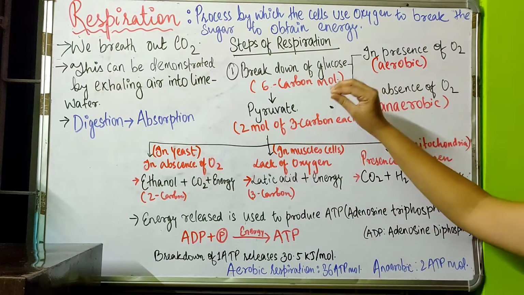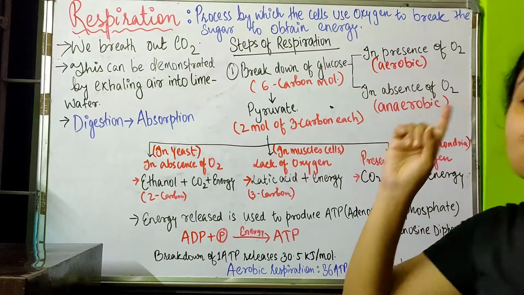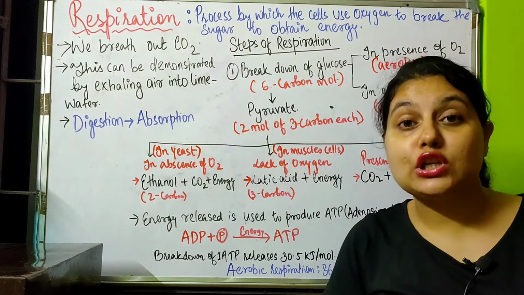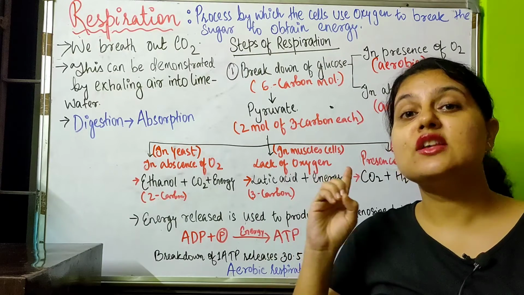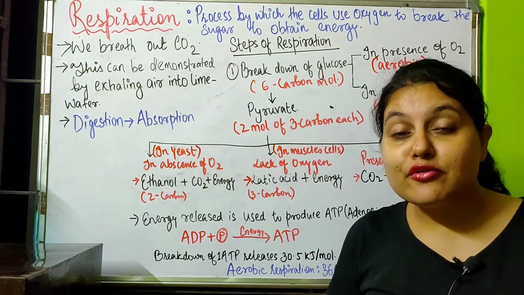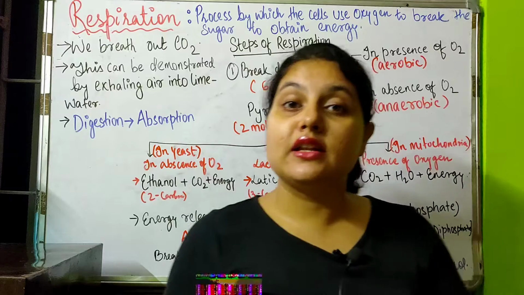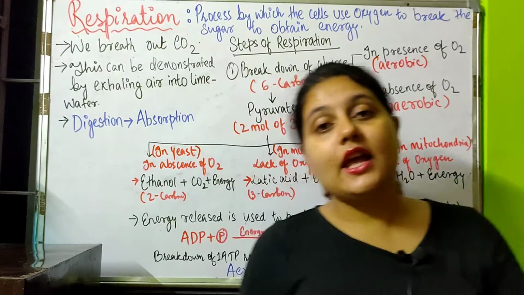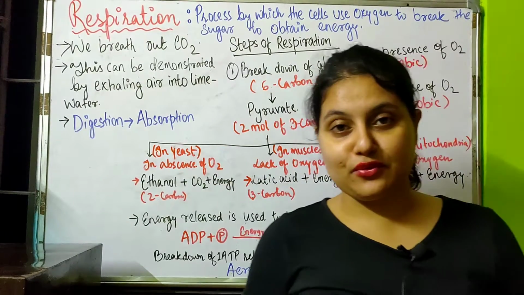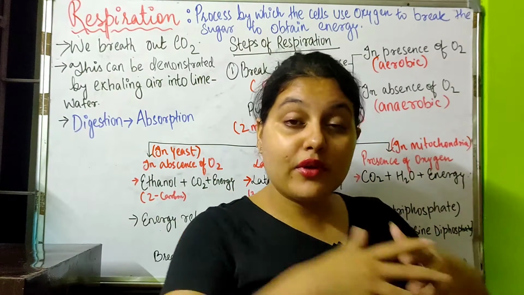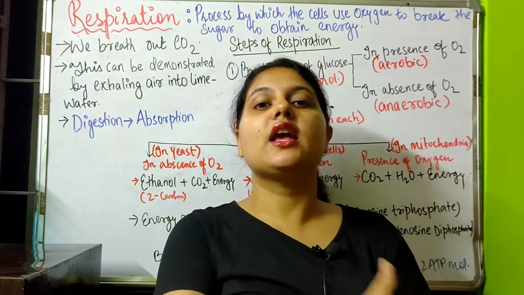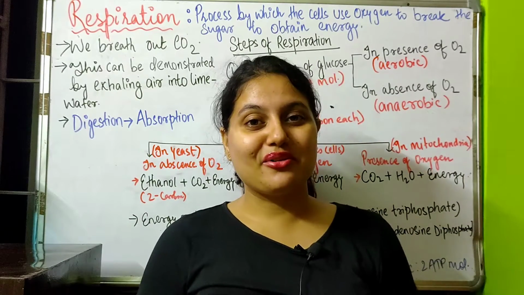You see, first is the breakdown of glucose. I told you that the primary molecule in our body after the food has been broken down is glucose. The amino acids, fatty acids and glycerol can also be converted into glucose, but they remain stored somewhere.